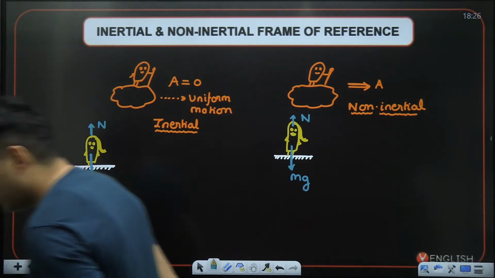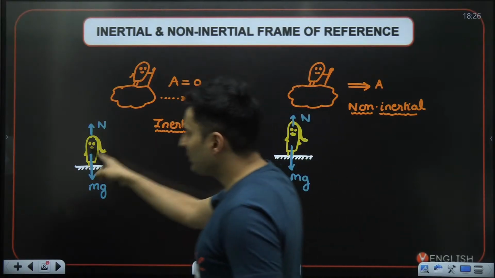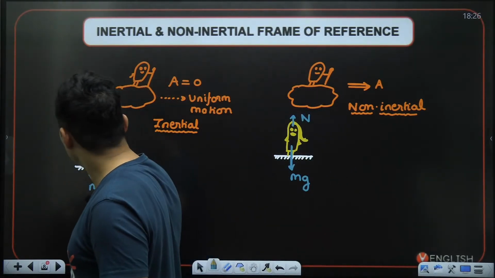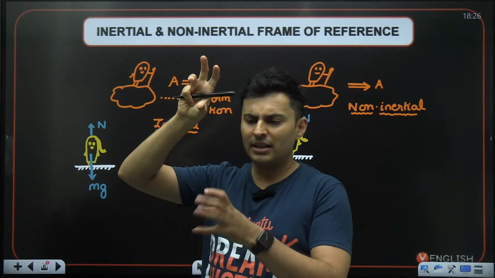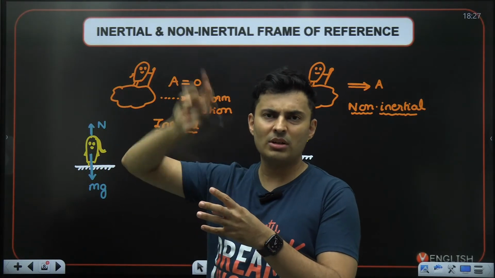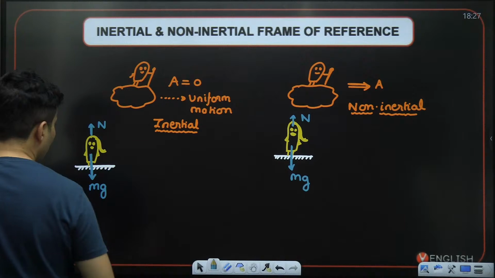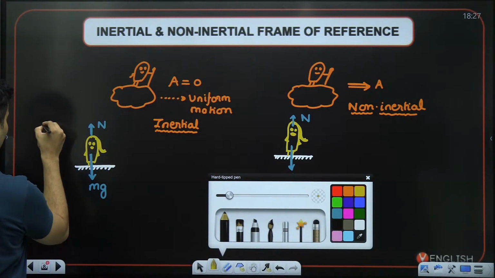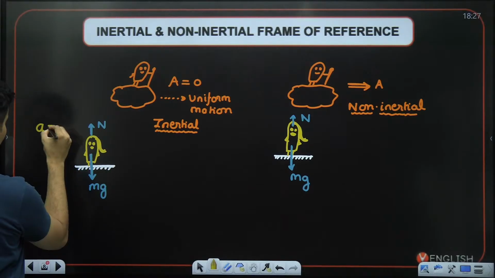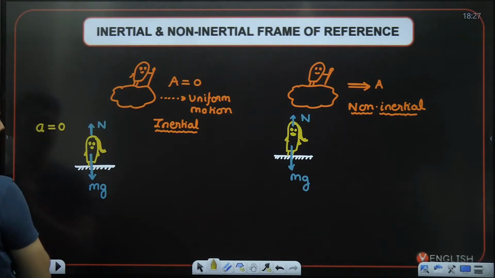Now, what will be the relative acceleration of this Champa with respect to this Pandu? This Pandu is not accelerating. This Champa is also not accelerating. So relative acceleration is 0. So if you ask me the relative acceleration of the Champa, it will be 0 for this particular Pandu.